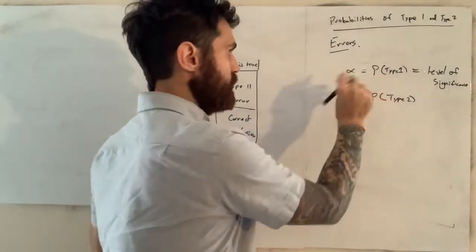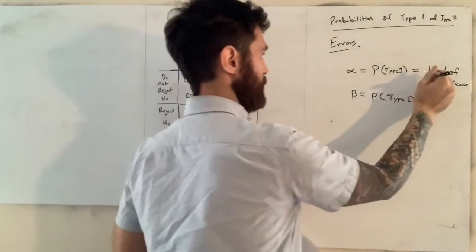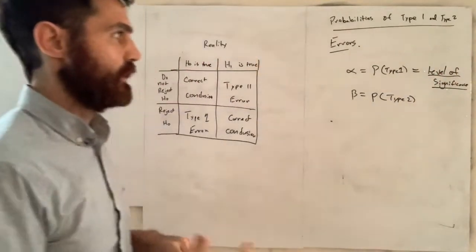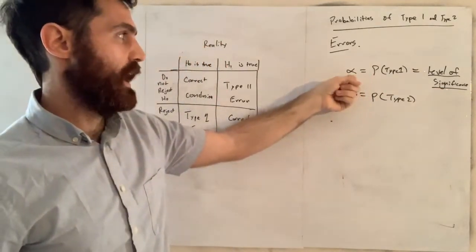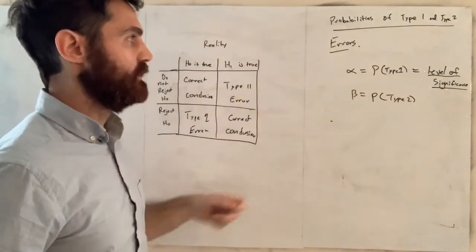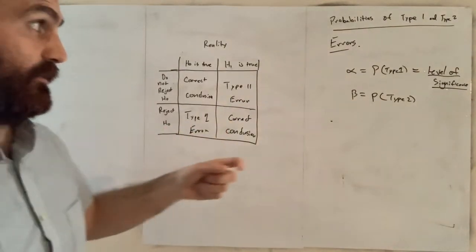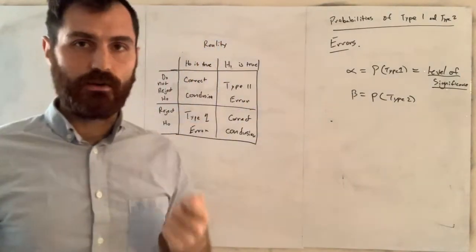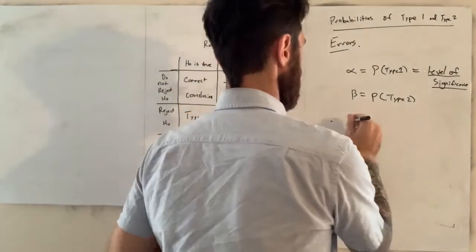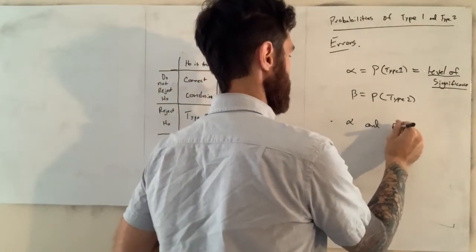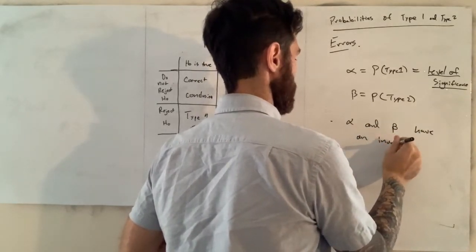Just a couple things about these. Alpha is going to be called the level of significance. So if you hear us say level of significance, or read it in the book, that's related to alpha. And as you're reading in the book, when you see the symbol alpha, that's also related to the level of significance. And that's going to be throughout chapter 10. Okay, so what are some other things? Alpha and beta have an inverse relationship.